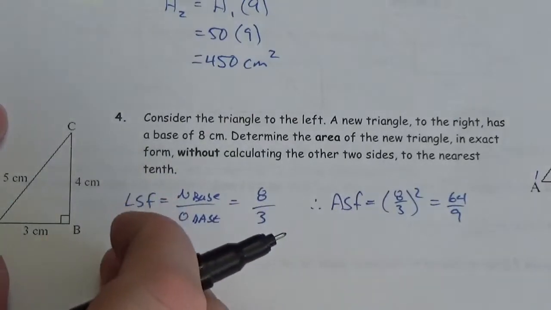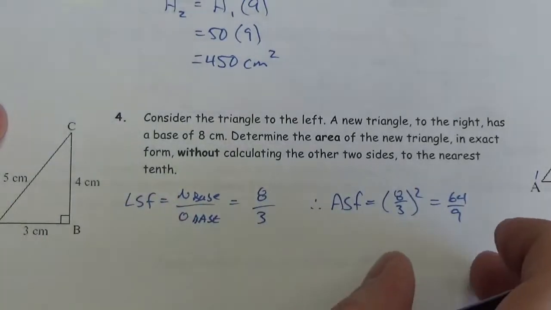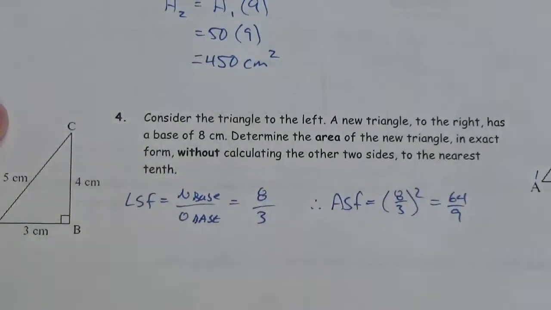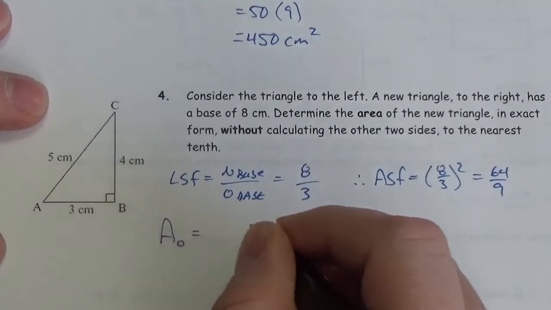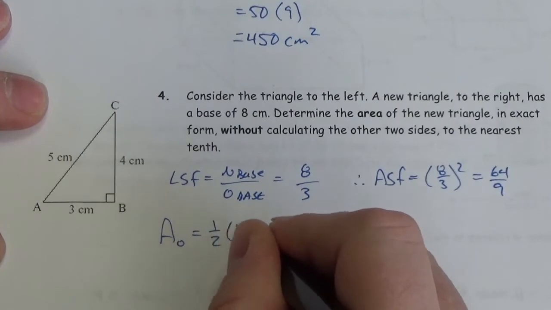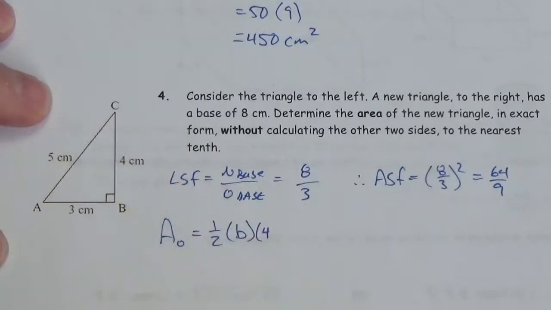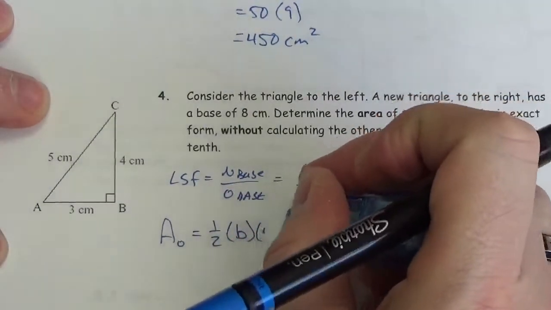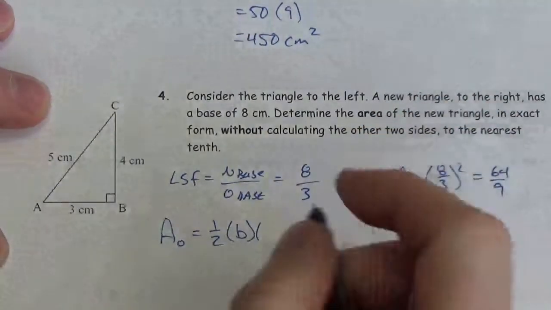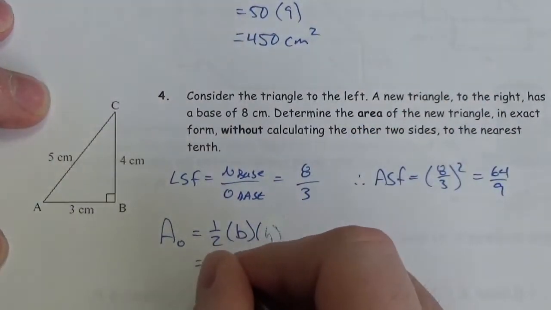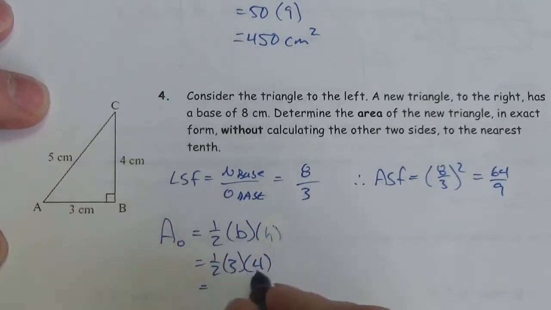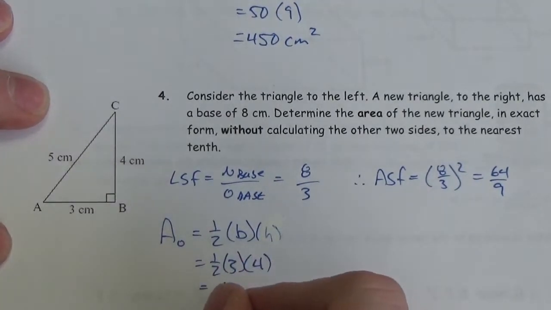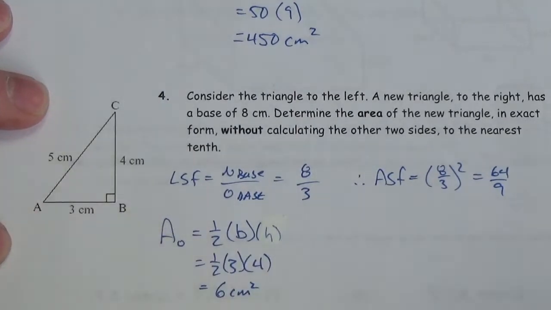So once I have the area of the original, I just have to multiply it by this to get the area of the new one. So the area of our original, let's say, is going to be 1/2 base times height. Whoops. Sorry, I wanted to do that with variables before I plugged in the numbers. So 1/2 base times height. So this will be 1/2 times 3 times 4. 3 times 4 is 12, divided by 2 is 6, so 6 centimeters squared.